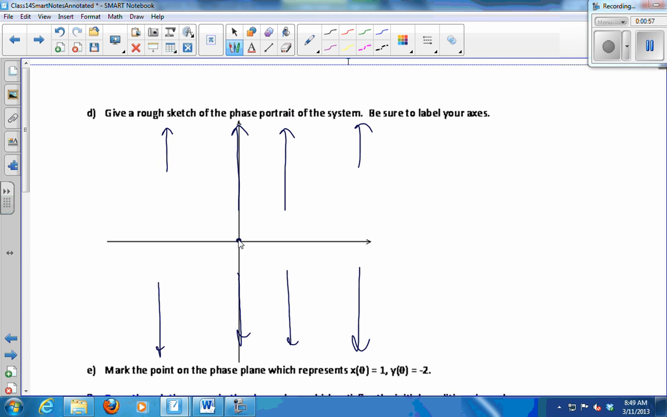Okay, so mark the point on the phase plane which represents x of 0, y of 0. Well, time is not a factor in this picture. This is just the x, y plane. So we are just looking for the point 1, -2. 1, -2 is the x and y coordinates when time is 0. So we plot the point 1, -2 right here.